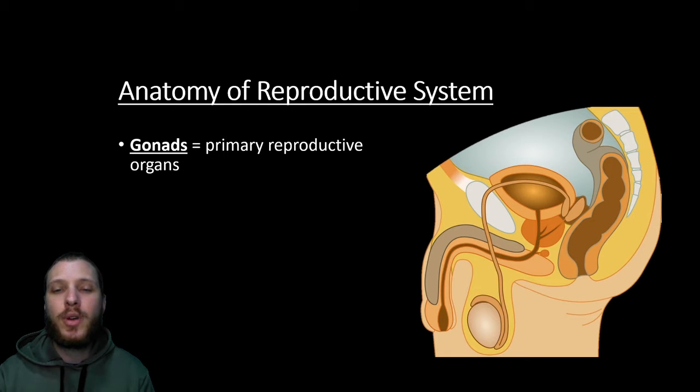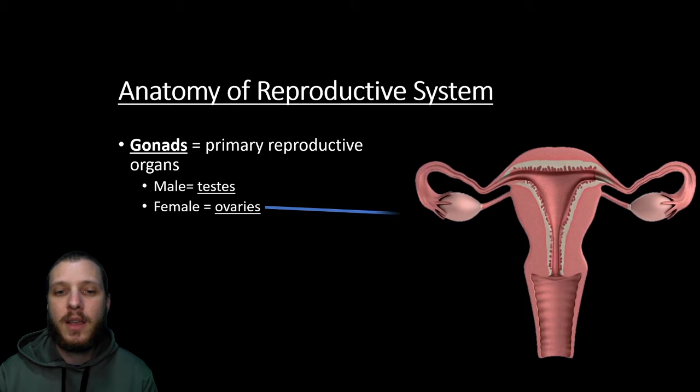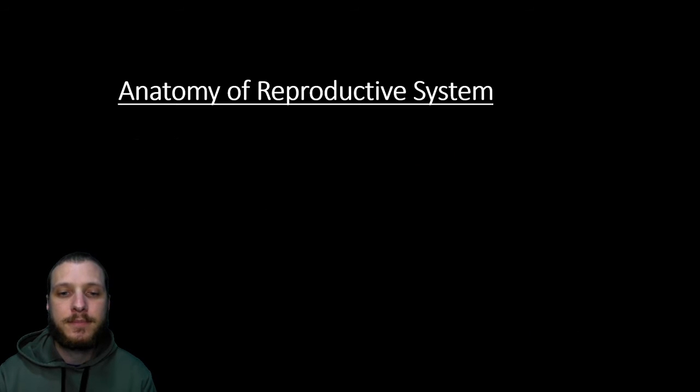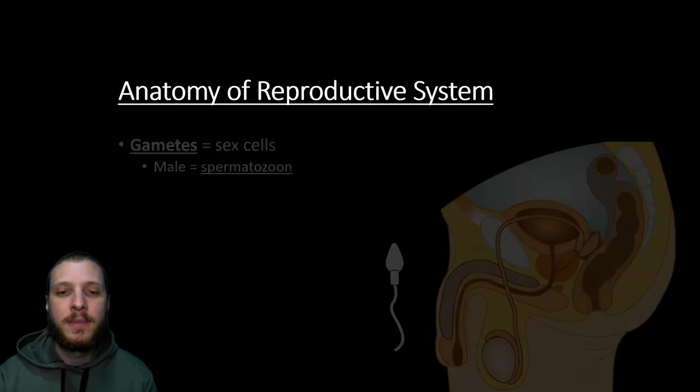And so looking at the primary reproductive organs of the two sexes, we have the testes in men, as well as the ovaries in females. So with ovaries, we have two, one on each side of the body. Within those gonads, we're going to produce the gametes, which are the sex cells. So the testes are going to produce the male gamete, which is the spermatozoon, or just sperm for short. Here you can see the long flagella on it.